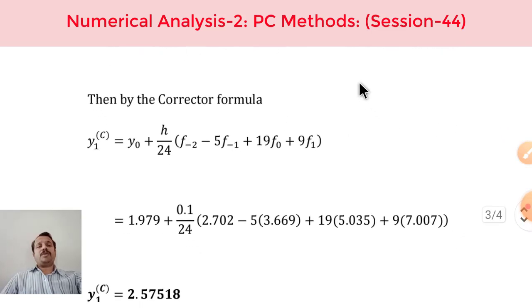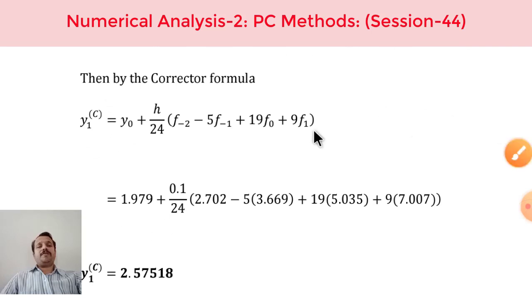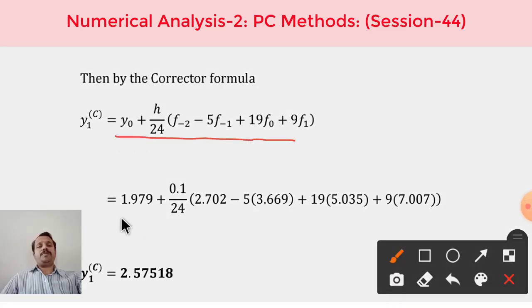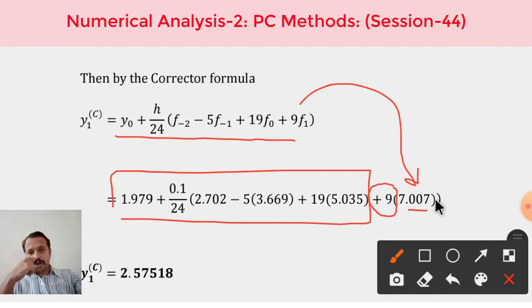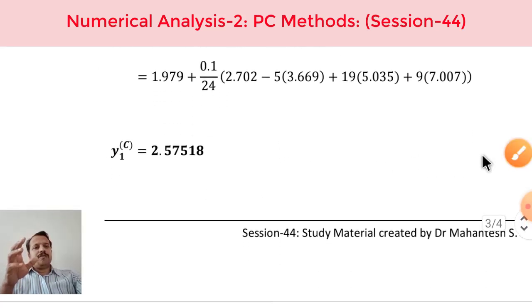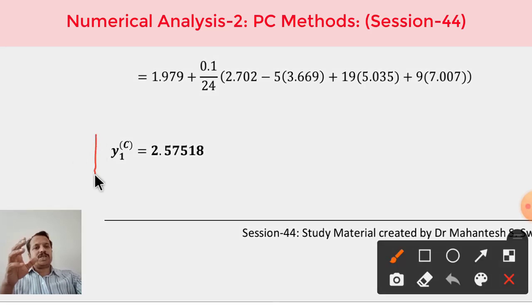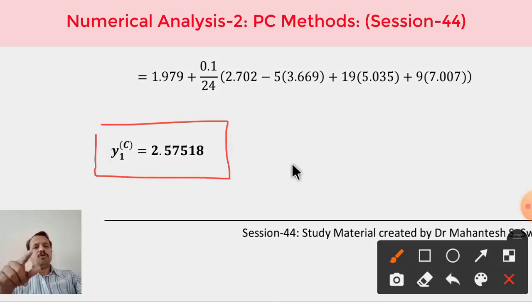So now in the corrected formula, all these things are same. From here to here, there is no change at all. Exactly the same, including this 9 as it is. The only difference is this particular f1 value is 7.007. So this 7.007 is the only new thing in this particular expression, and we have to evaluate this entire right hand side expression, and we will come to know that the value of y1c in this case, that is the second corrected value, is 2.575.